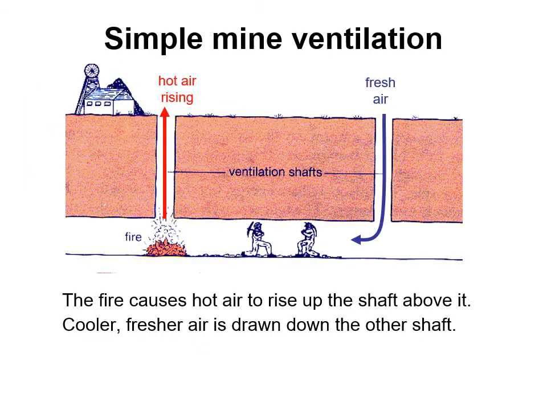Okay, just to finish off, you can also see that in simple mine ventilation. What they used to do was light a fire. The fire causes hot air to rise up the shaft above it, and that means that colder fresh air can rush in to take the place of the hot air that is rising up and escaping.